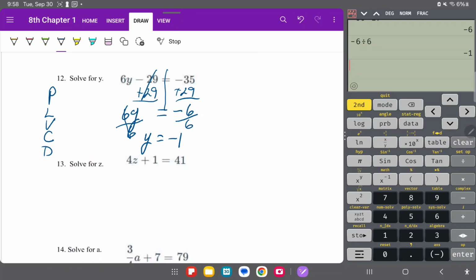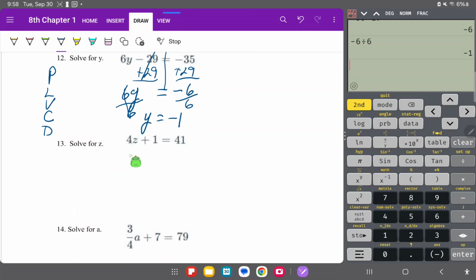Okay, so on number 13, we are going to solve for z. So we want to get z all alone. So again, we don't have any of the parentheses, like terms, and we only have the variable on one side. So we just need to get this all alone. So we have to subtract the 1 like this. So that's going to give me 4z is equal to 40. Okay, now I'm ready to divide. So I'll divide by 4. So z equals 10. Okay? All right.